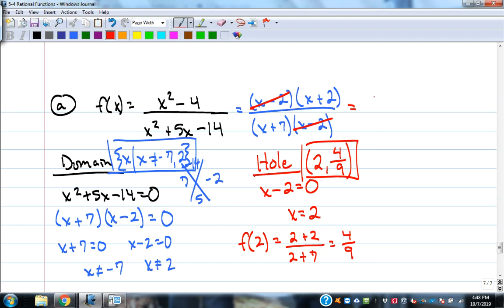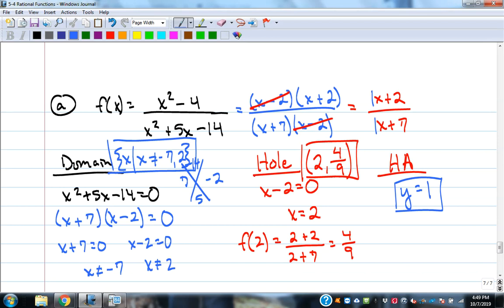with what's left? So what's left is x plus 2 over x plus 7. So what do the degrees look like? They're the same, so it's horizontal. It's the ratio of the leading coefficients, and the leading coefficients are 1 over 1. So the horizontal asymptote is at y equals 1. And I just abbreviated HA for horizontal asymptote, because I'm tired of writing asymptote. It's not a word that falls out of my hand real easy.